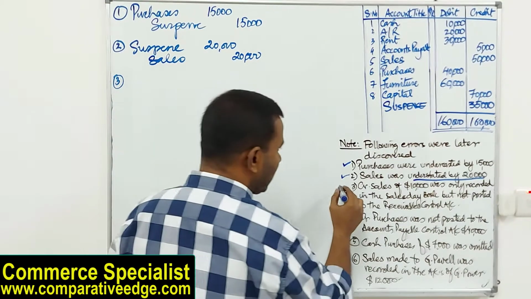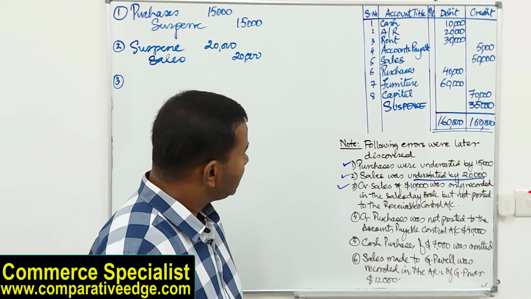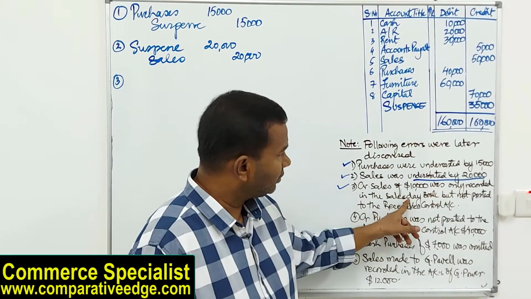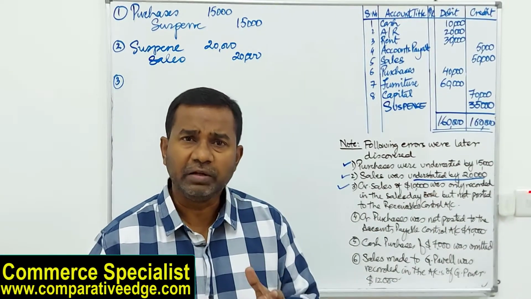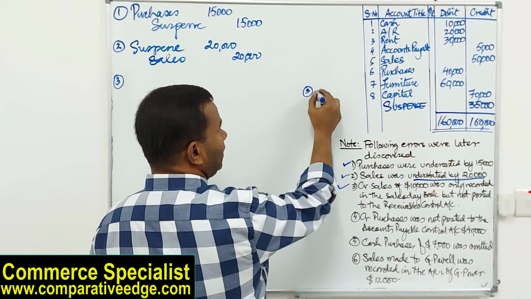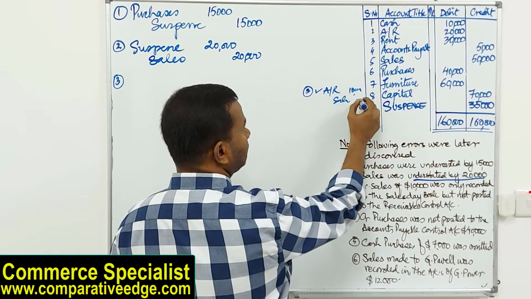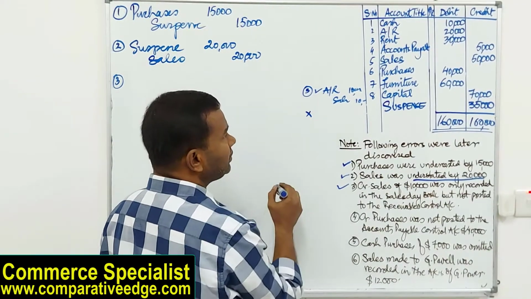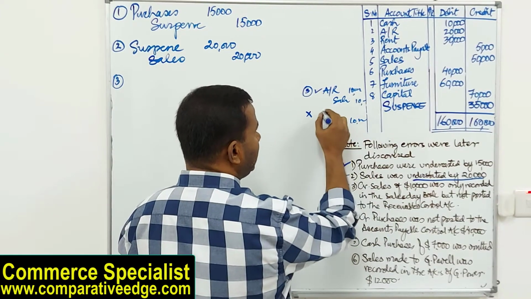Number 3. Now this is interesting, ladies and gentlemen. Have a look at this. It says credit sales of 10,000 was only recorded in the sales day book, but not posted to the receivables control account. What does this mean? This means an entry was like this. For example, I'm on number 3. The right entry was: account receivable debit, sales credit, 10,000. You know what? The error made was you only recorded credit sales of 10,000, and you didn't debit anything.